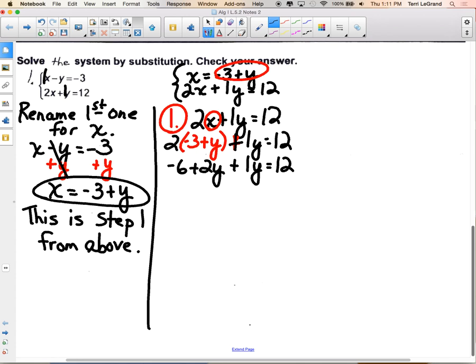Ready to solve now? We got some like terms to combine. We got these guys who can be put together. So we have negative 6 plus 3y equals 12. Now are we ready to solve? Yes. Okay, now we can finally solve. Okay, solve that for y, please.